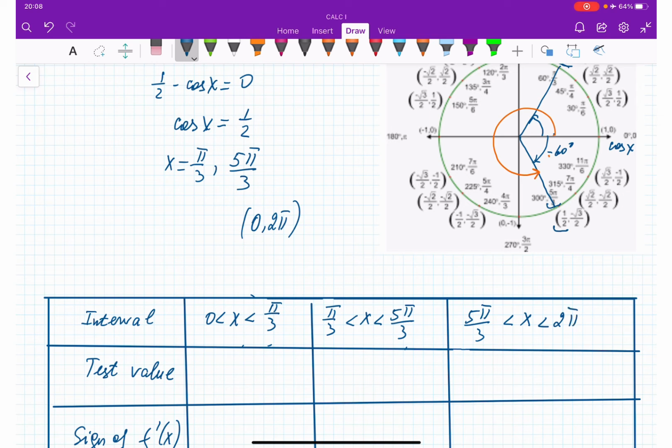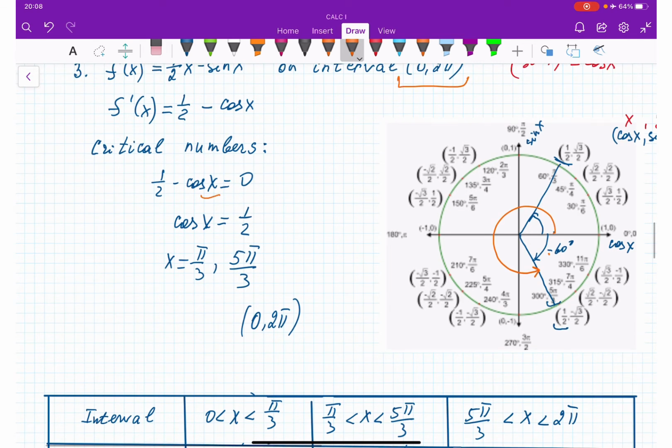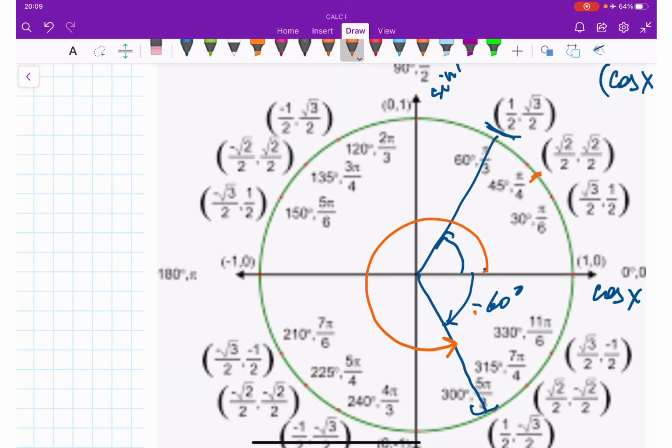So, test value, between 0 and 60 degrees, I'm taking 45 degrees, which is pi over 4. Pi is 180. If you divide by 4, you get 45 degrees. So if I plug in 45 degrees, how much am I going to get? Positive or negative? Cosine 45 and sine 45 degrees are the same thing, square root 2 over 2. Here it is, 45 degrees, square root 2 over 2.